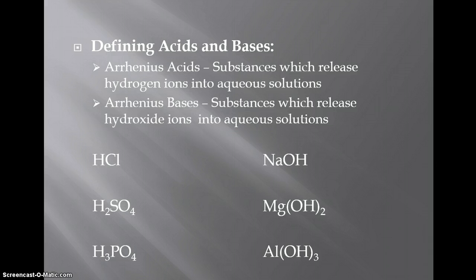Okay, next one, magnesium hydroxide. Again, it has hydroxide. Next one, aluminum hydroxide. Again, it has hydroxides. In this case, 3 of them. All of them have hydroxides. That's your indicator that this is a base in this case.